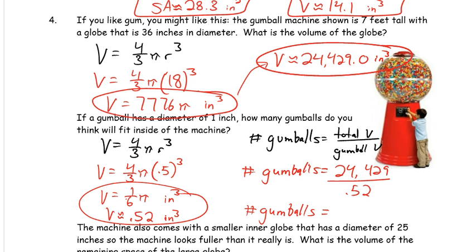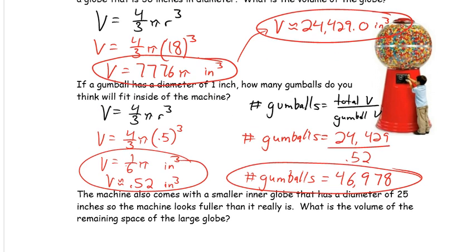If it's 46,978.8, you would have to say that you can only put 46,978. You cannot round up to 9. You don't have space. That's plenty of gumballs already. So you can put that many gumballs into your machine. Okay, so that's a lot of gumballs.